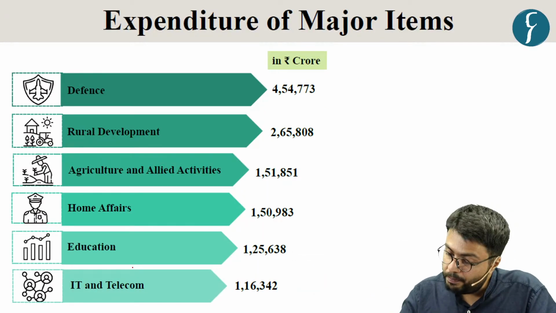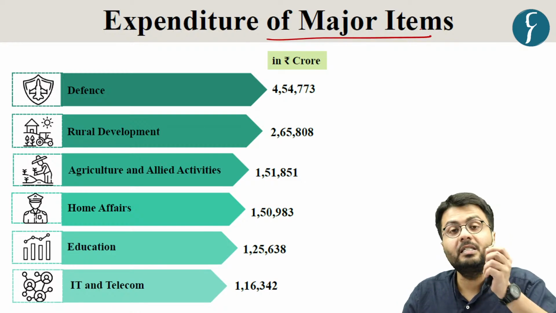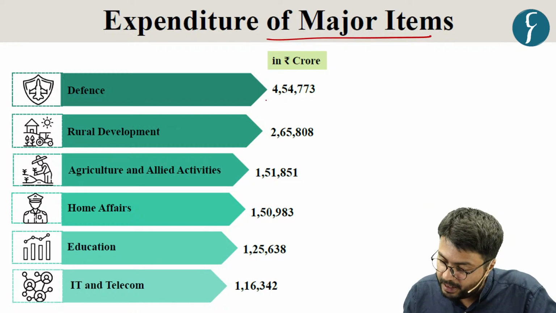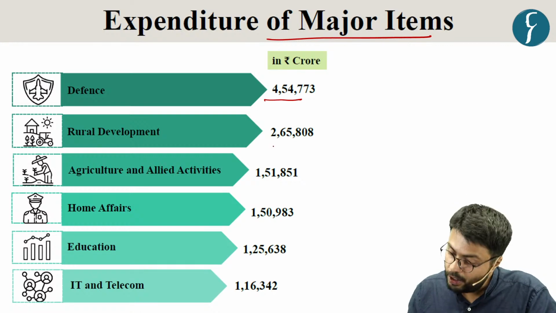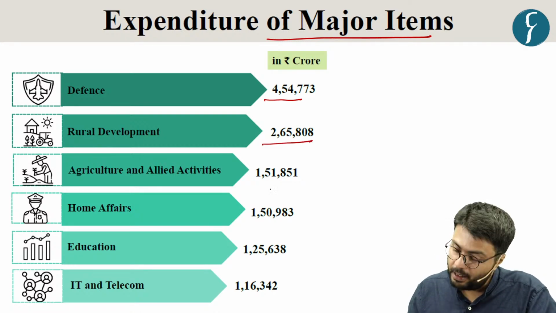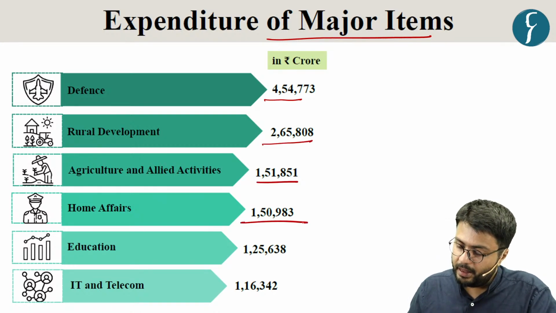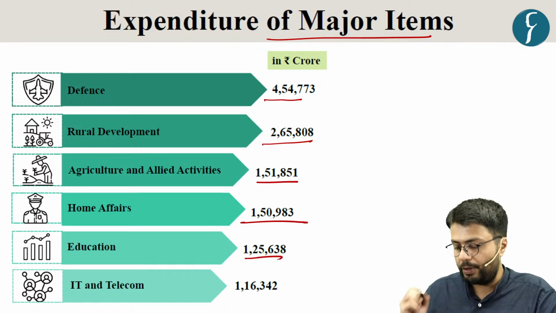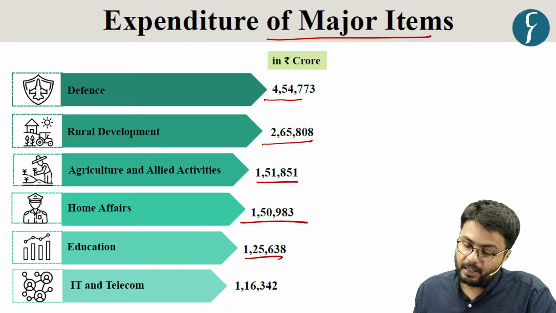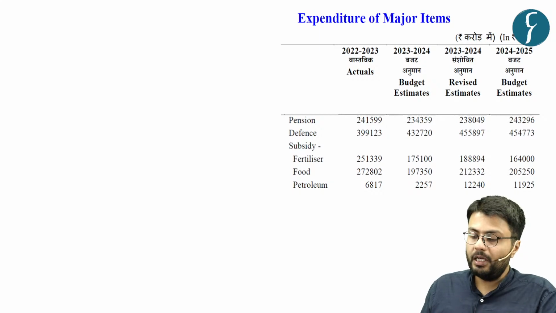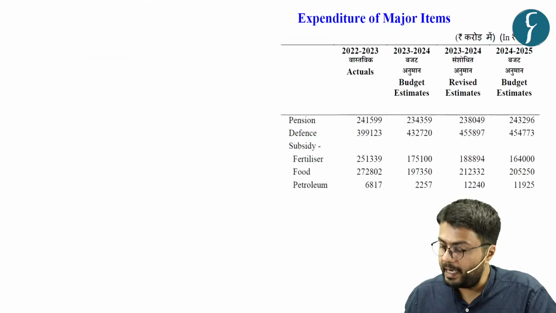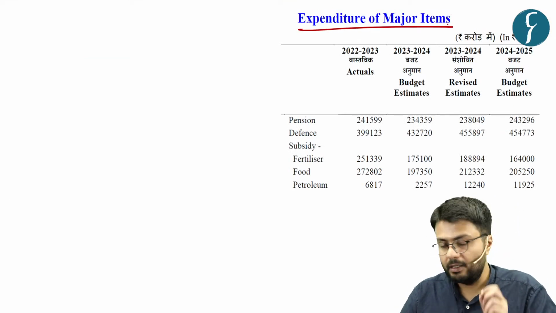Also, as far as major items are concerned, the highest amount of expenditure by the government is done on the defense sector, followed by rural development, then agriculture, then home affairs and education. Now, let us understand the expenditure on major items in the Indian sector.